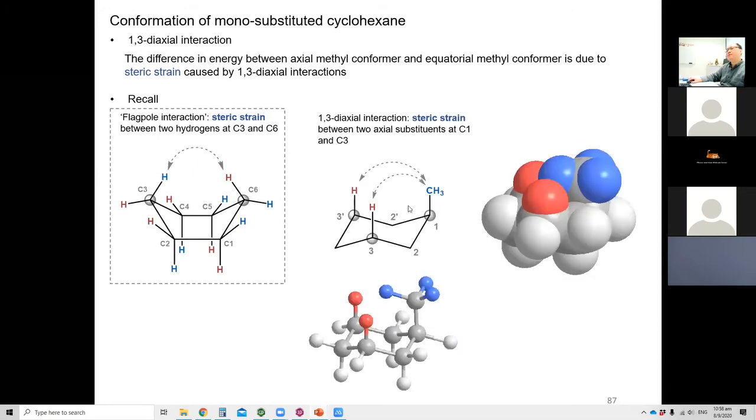For the axial, it is called 1,3 because this methyl and this hydrogen, their carbons are 1,3 to each other. And it's called a diaxial interaction because they are all on the axial position. So this one has both axial, so they have interactions, and this methyl is axial, and these are all too close to each other to create some steric strain. All right.